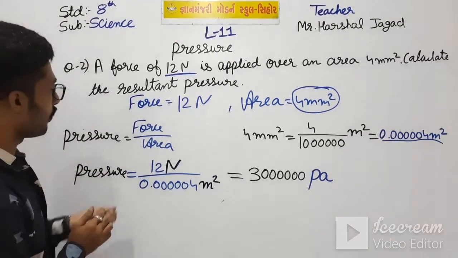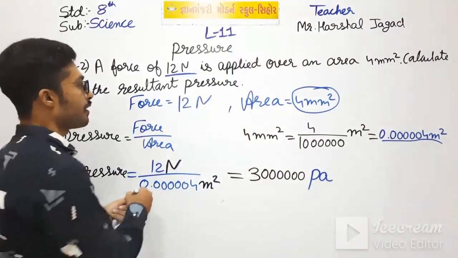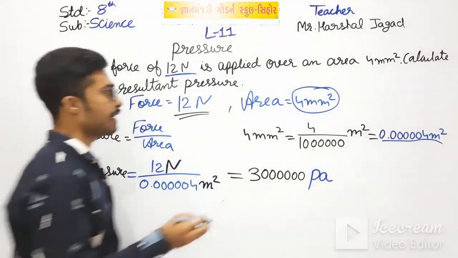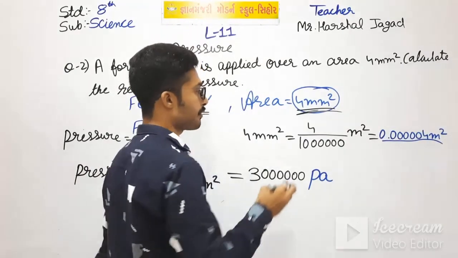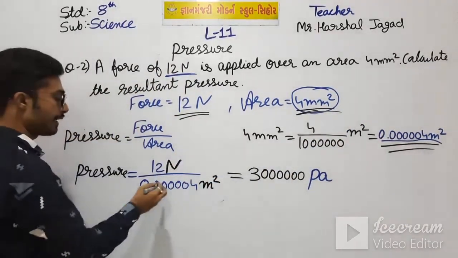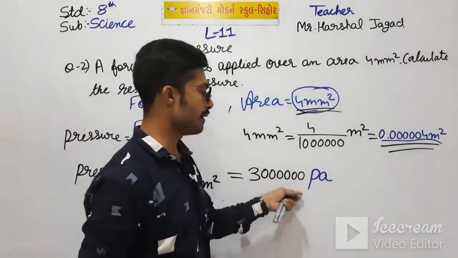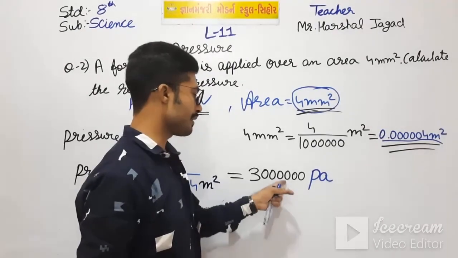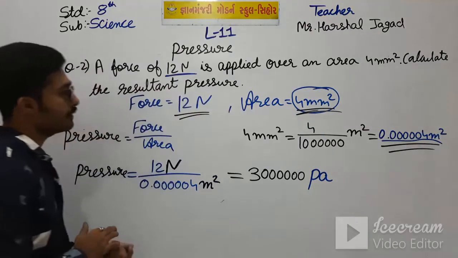And now we have to put the value in the formula, that is pressure is equal to force per unit area. What is the value of force? That is 12 Newton. And what is the area? That is 4 mm square. So we have converted this mm square to meter square. So this will be the value and we will write it here and we will get the answer, that is 3000000 pascals. Okay students, we can also tell this as 30 lakh pascals. Okay students, please note this.